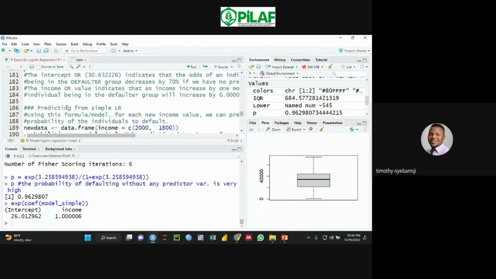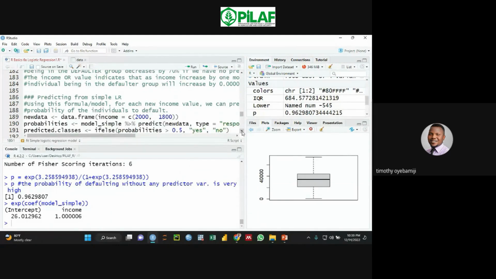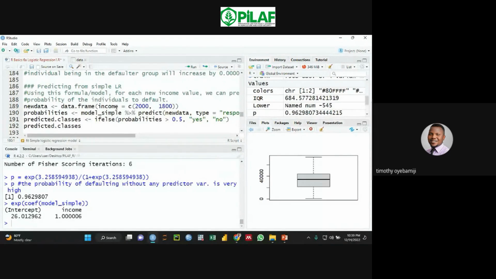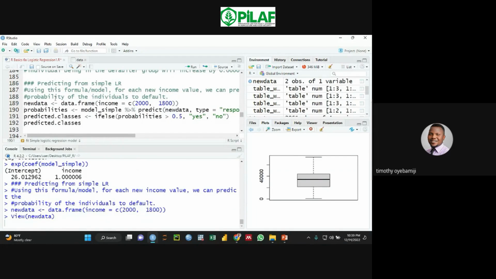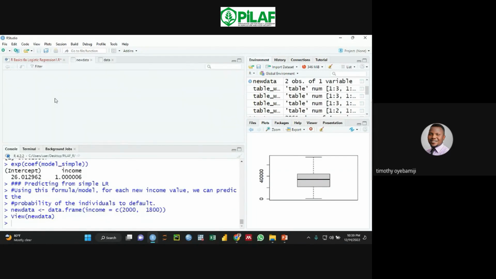Now, predicting from simple logistic regression. Using this formula or model that we fitted, for each new income value, we can predict the probability of individuals to default. So we are creating another data set with 2 values only, called new data. Remember, we want to use income to predict whether a person will default or not. Income is a continuous variable, and we have income equals 2,000 and 1,800. If I call view new data here, you will see it's a data set with 1 column, and that column has just 2 observations.